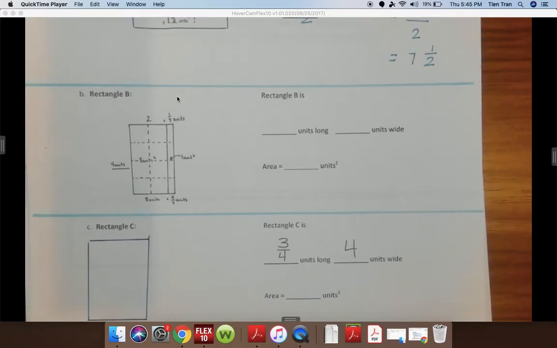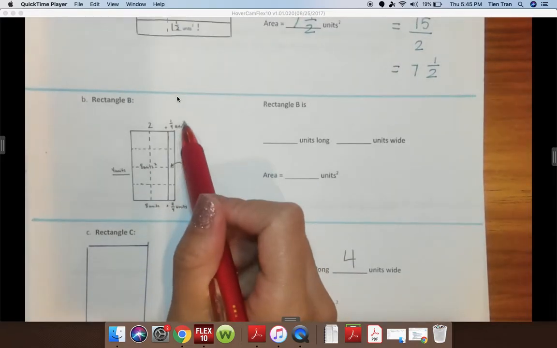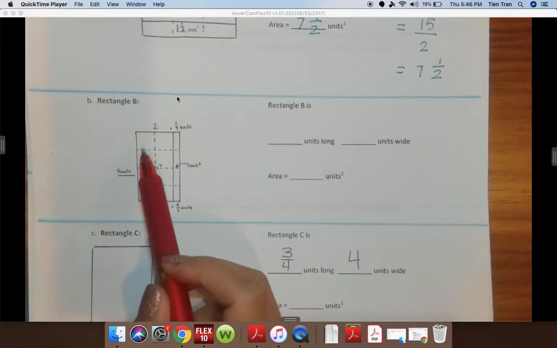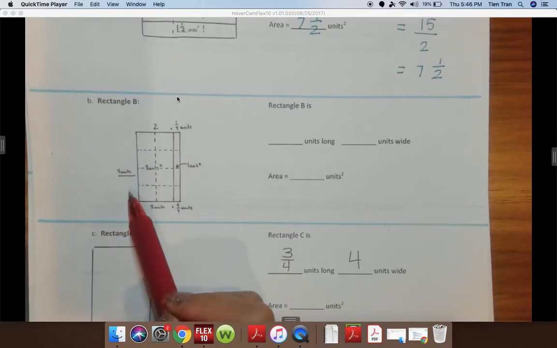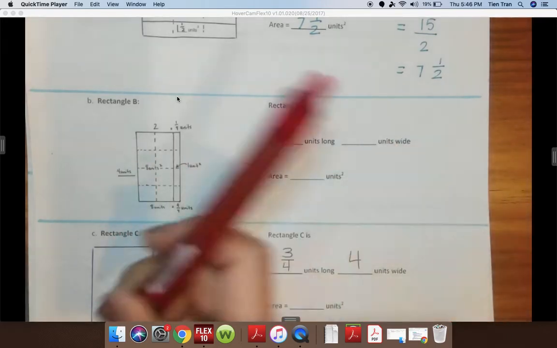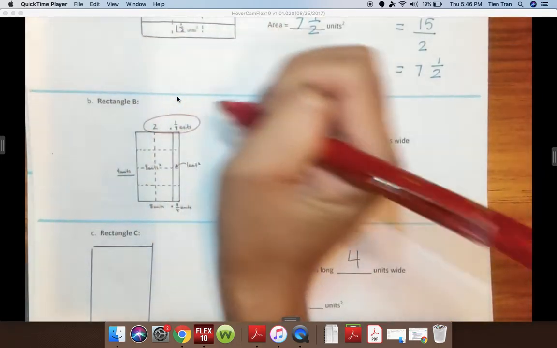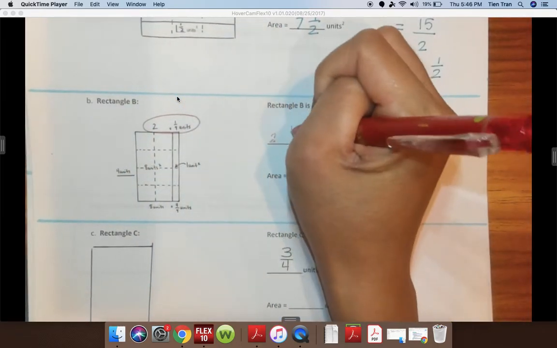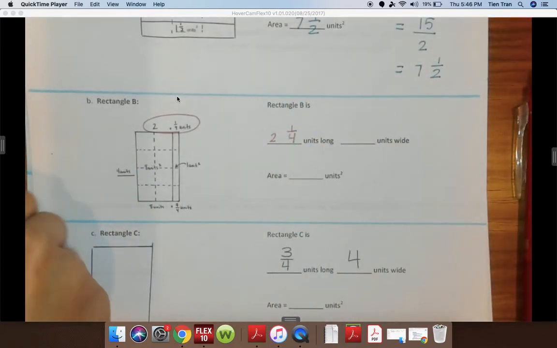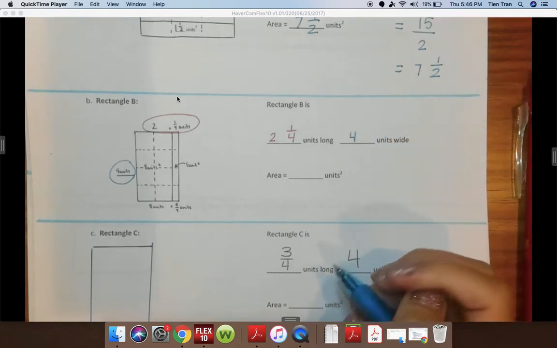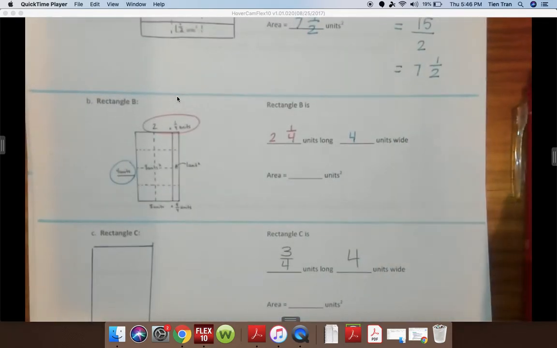Okay, to find the length of my unit, I have the measurements right here on the side. They look really small on the screen, but it says 2 and 1/4 units, and on this side I have 4 units. So my length, or how long it is going to be, is 2 and 1/4 units long, and how wide my unit is, 4 units wide.